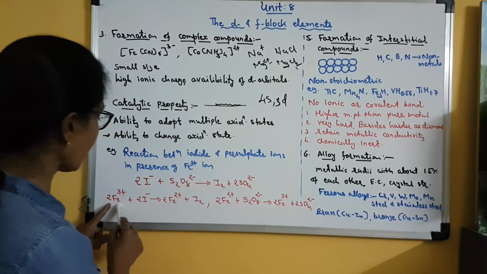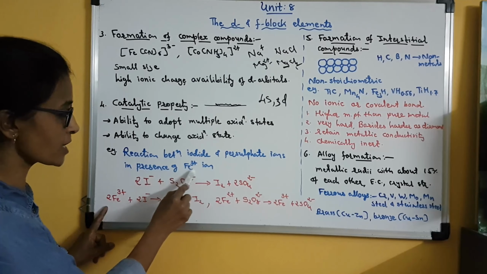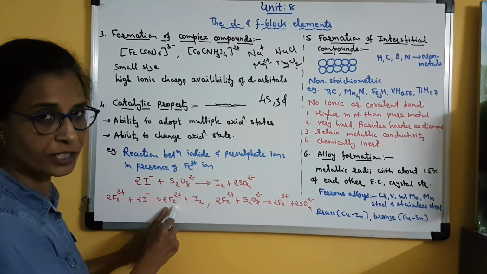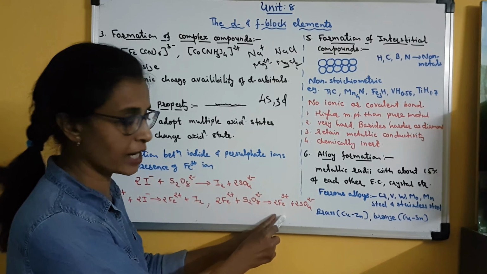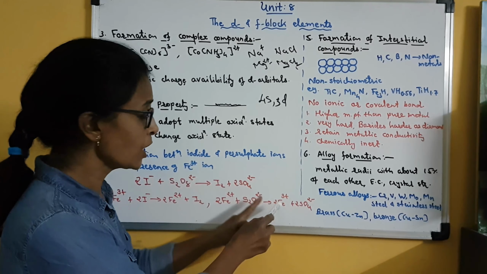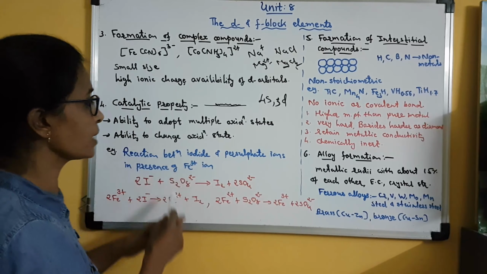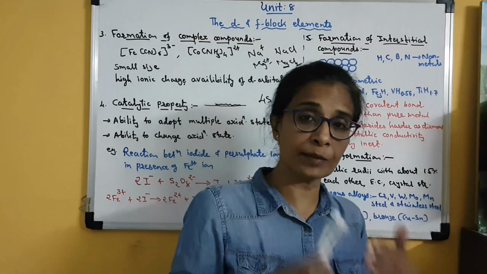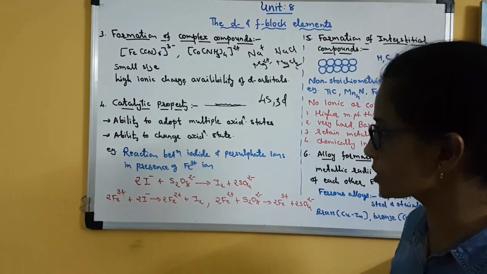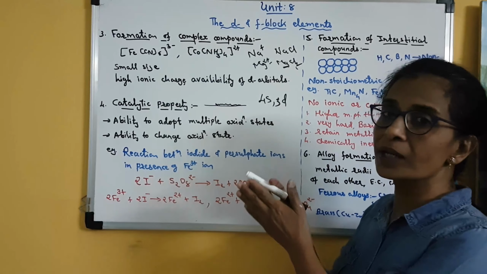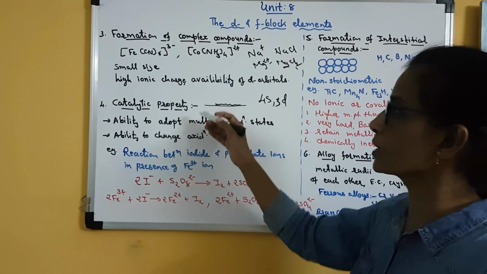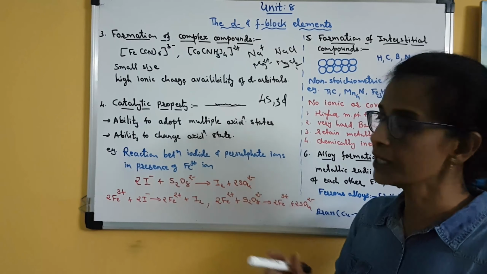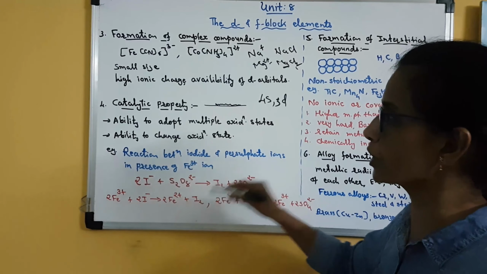In short, the Fe3+ ion, which is used as a catalyst, can change its oxidation state as per the requirement, and finally in the final step it is obtained back. Clear? So these transition elements have this ability to change their oxidation state, which is a very important factor required for their catalytic activity. Clear? So this is again a very important topic.